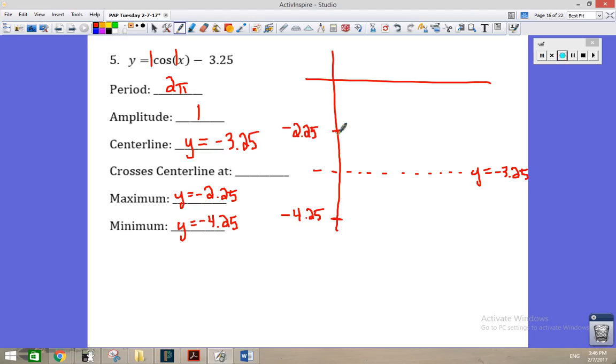The shape of the cosine curve looks like this. And that pattern continues forever. So let's shrink this up.